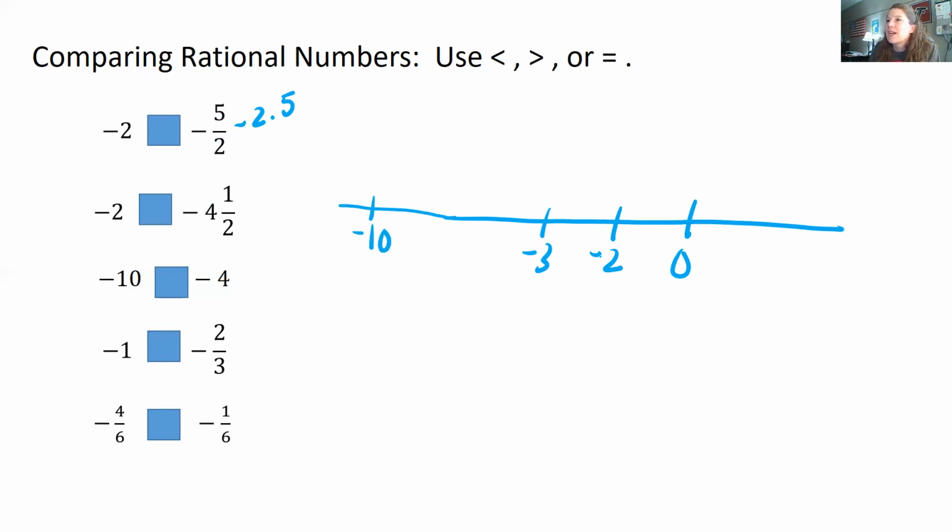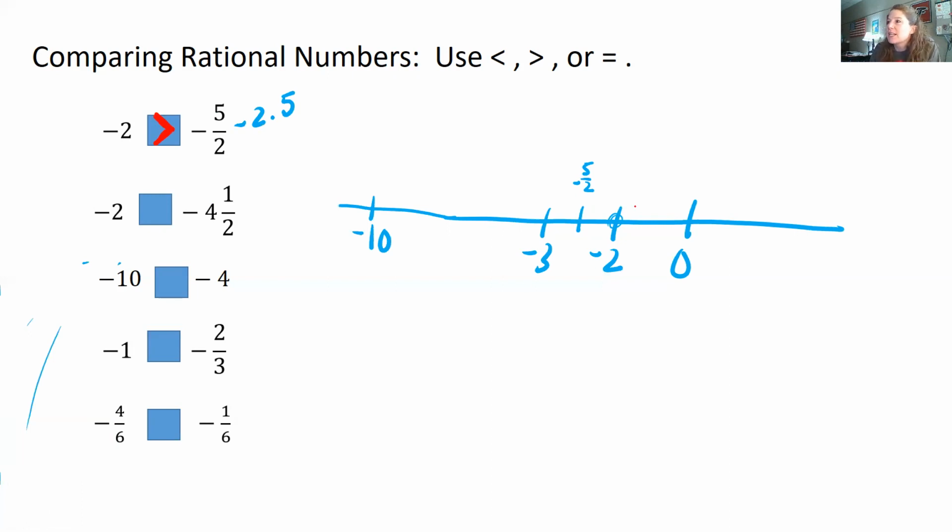All right, so you would say that -2 is to the right of or to the left of -5 halves? Well, since -5 halves is to the left of -2, you would say -2 is greater than. I lost my pen. I'm trying to change colors. So -2 is greater than because it's to the right of -2.5.